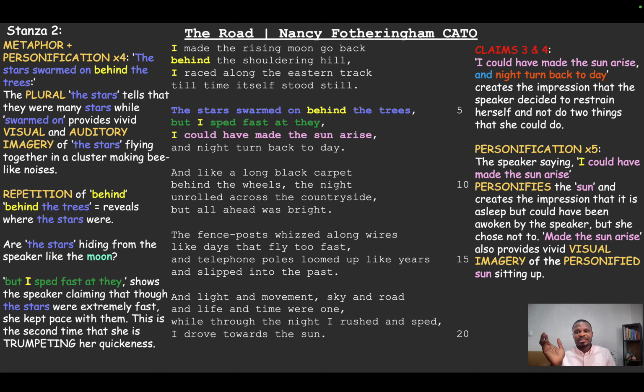Now, the fifth personification is when the speaker says, I could have made the sun arise. So these are claims, but then there's also personification there as well. So, made the sun arise personifies the sun and creates the impression that it was asleep. If you need to arise, it means you are asleep. So, it was asleep but could have been awoken by the speaker. So, the impression the speaker wants the reader to get is that she's so powerful that she could awaken a sleeping sun. Made the sun arise also provides vivid visual imagery of the personified sun sitting up. So if you make somebody arise, the implication is that the person was lying down and now you've caused that person to sit up.